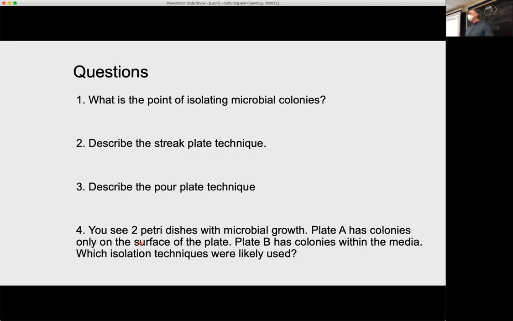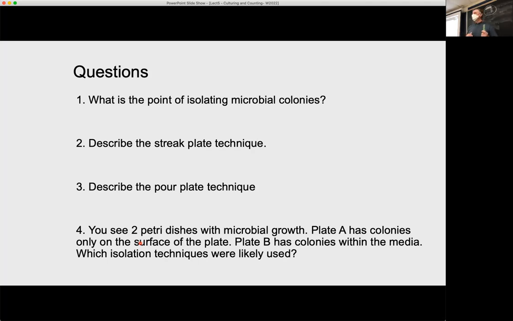Someone describe pour plate for me. Sanitized petri dish, your base substrate, then add a little bit of your inoculum, let it sit in culture, and then cut. Yep. Okay, so you see two petri dishes with microbial growth. Plate A has colonies only on the surface. Plate B has colonies within the media.